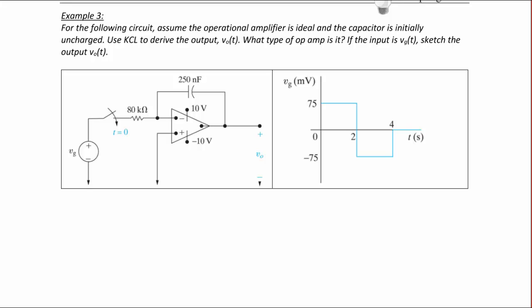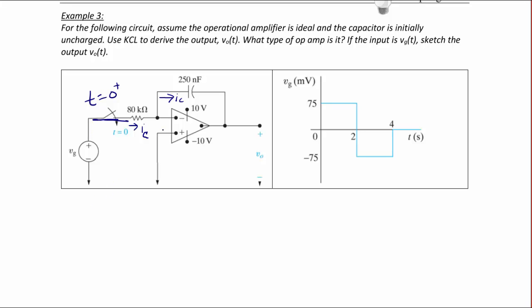So since the capacitor is initially uncharged, we know that the initial voltage across it is 0. So what we're most interested in is what happens after the switch closes. So when the switch closes, that will be t equal 0 plus. The first thing you should notice is that current does not flow into the op amp. So if the current goes through the capacitor, if we label that IC, IC is the same as the current that goes through the 80 kilo ohm resistor.